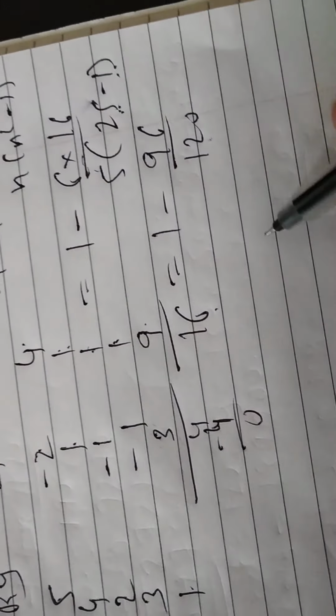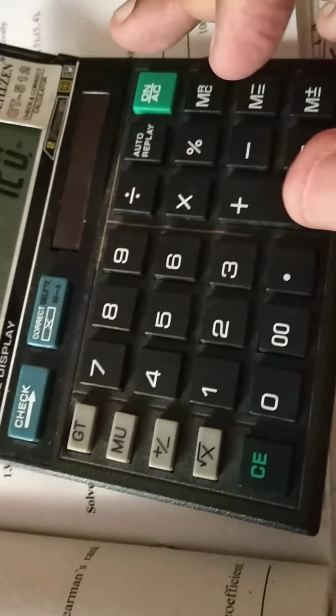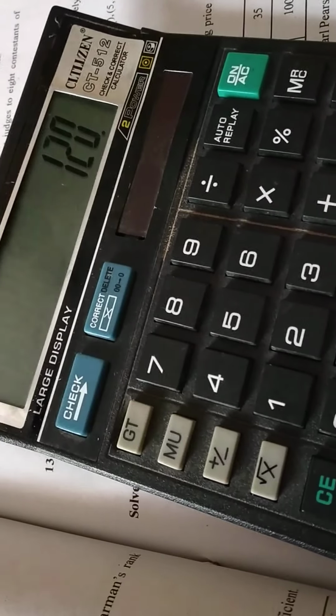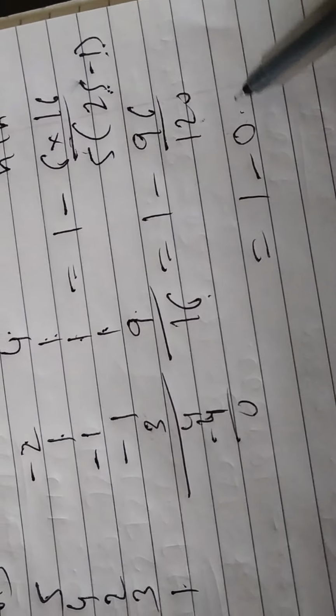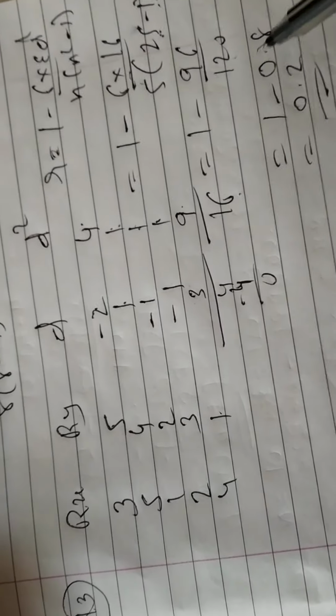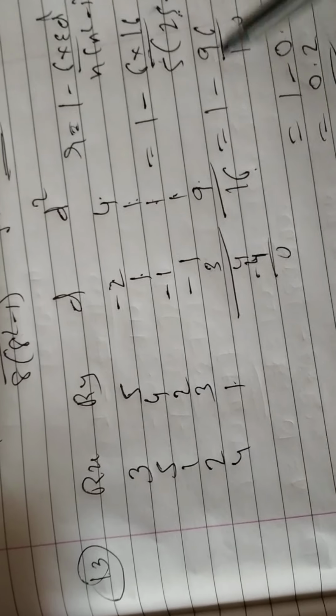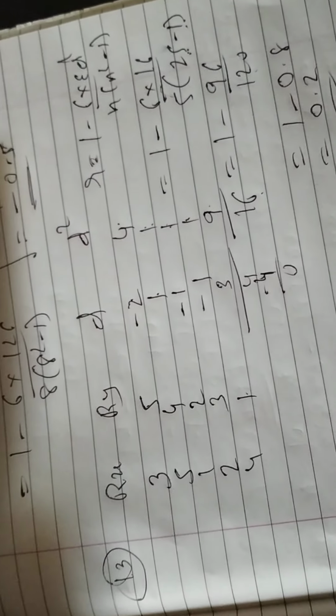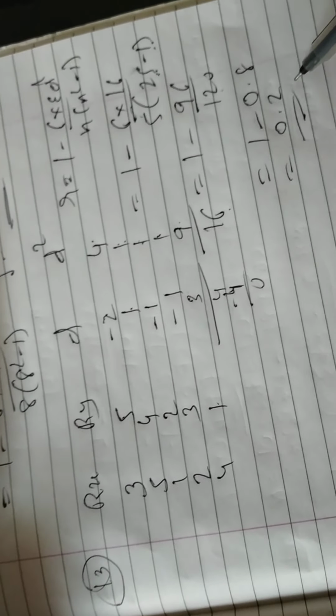So here 96 divided by 120, value is 0.8. Now 1 minus 0.8, value is 0.2. So value of R is 0.2. So the relation between x and y is positive, but partially positive, not perfectly positive, because the value is 0.2.